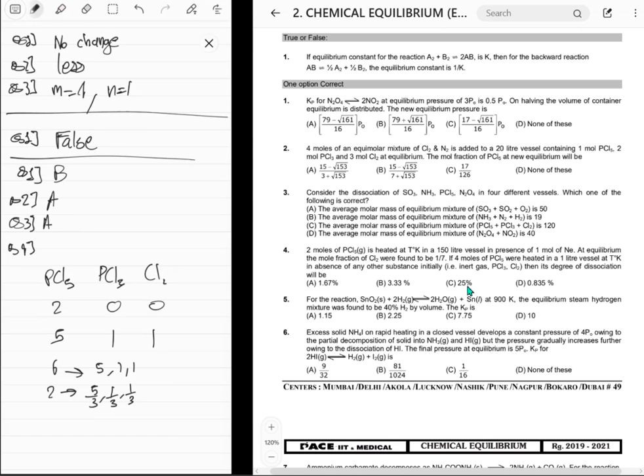Because look at that, 5 plus 1 plus 1 upon 3. So it's just 5 upon 3, 1 upon 3, 1 upon 3. These are the moles. Cool. And what is the volume? It's just 150 liter. So the concentrations will be 1 upon 150 times all of this stuff. Actually, 3 times of that, because that's the actual moles.